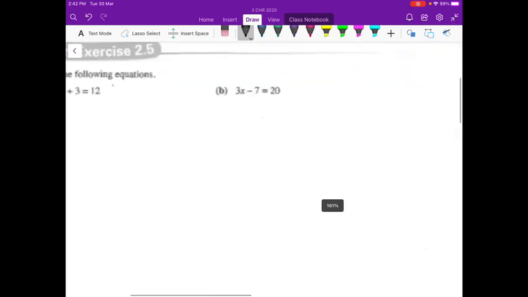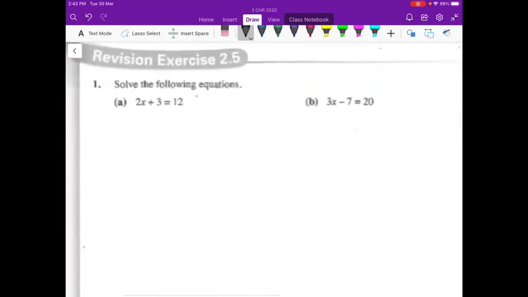Okay, exercise 2.5, solve. 2x plus 3 is 12. What do we need to do on both sides? Yeah, very good. Paying attention. But what do we do on both sides? Tashen, what must we do on both sides?